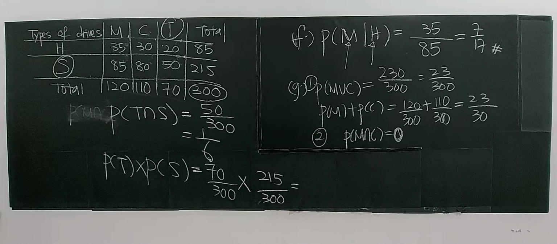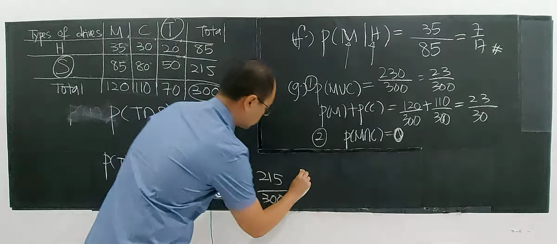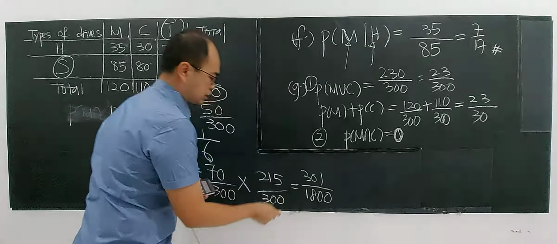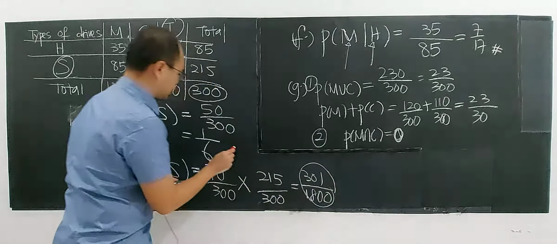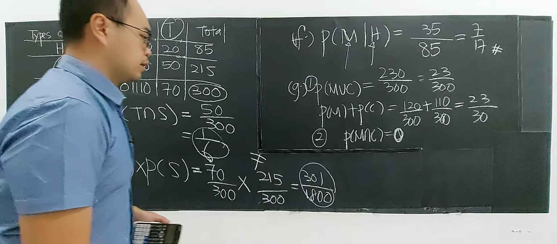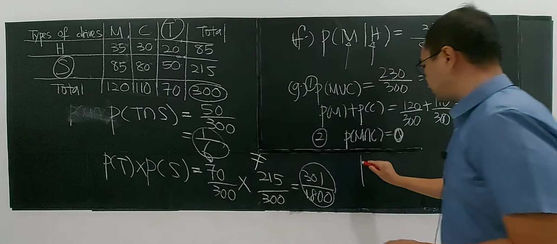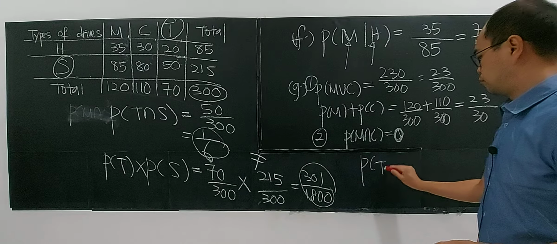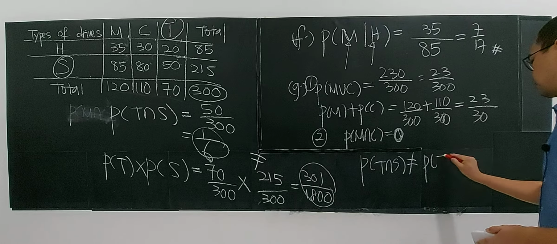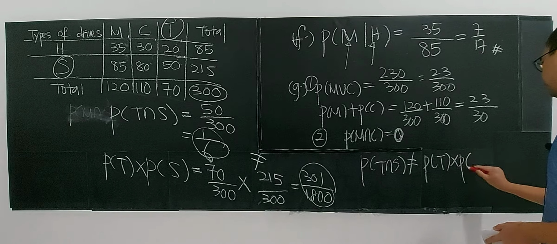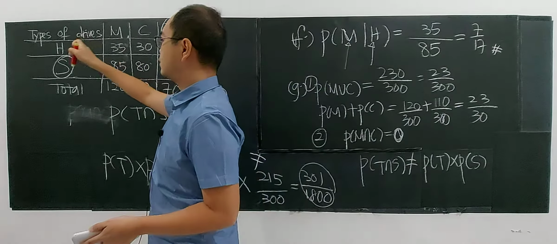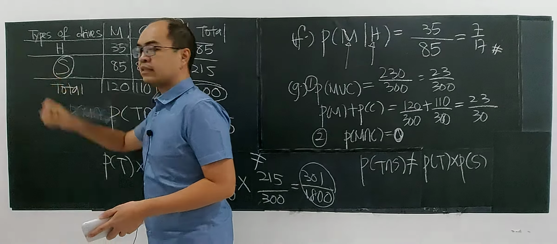After calculating, we get 301 over 1800, which is not the same. These two values are not the same, which means they never follow the multiplication rule of independent events. It depends, which means the event that the drive comes from Thailand and SSD are dependent.